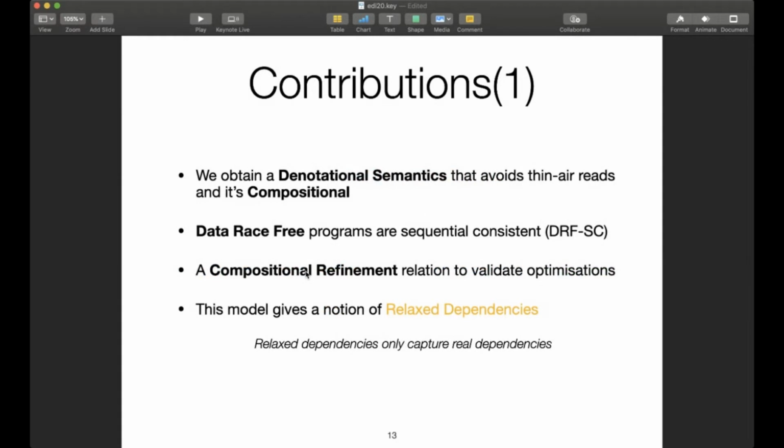So what we have done here is we've built two variants of semantics. The first is a denotational semantics that avoids thin air reads and has a compositional property. So this is a bit different to the other semantics that exist for weak memory because of that compositionality. We have for this semantics data race freedom, DRF-SC, I should say, and we have a refinement relation that we can use to validate optimisations. This semantics gives us our notion of relaxed dependencies. So this is the definition I'm going to present to you.